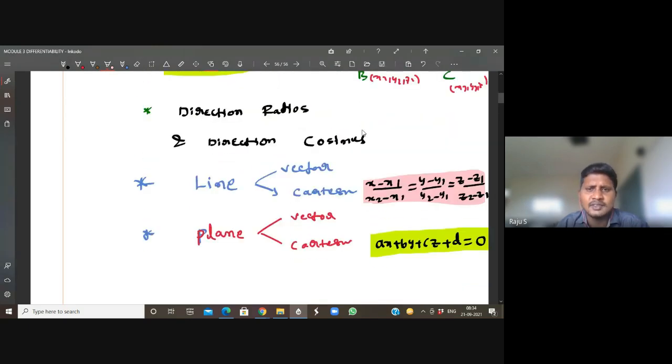In this concept, we are going to find the angle between two lines, the angle between two planes, and the angle between a line and a plane. We don't have this in NCERT. They deleted it.